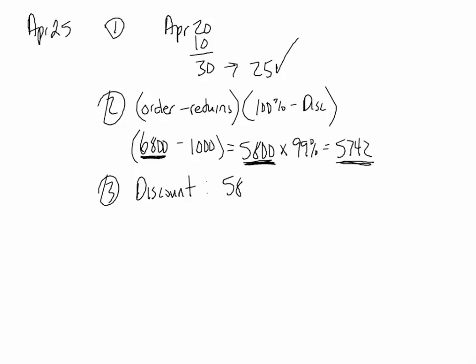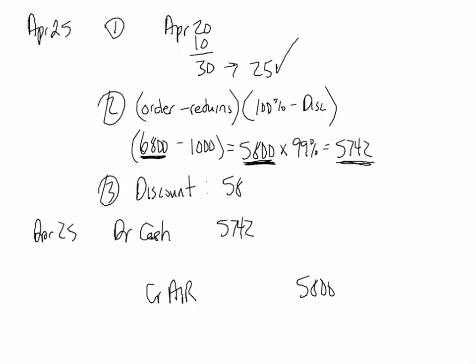So now we're on April 25th. What did we get? We got cash, and the amount of the cash was 5,742. What did we give away? Well, we gave back the client's IOU, because they had previously given us an IOU, an accounts receivable. Credit the AR for the full amount of 5,800. Where does the difference go? We know it's a debit. What account does it go in?